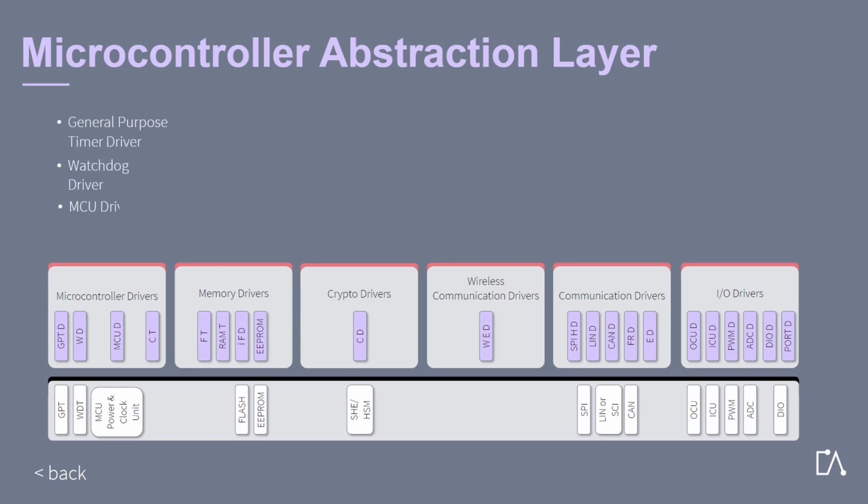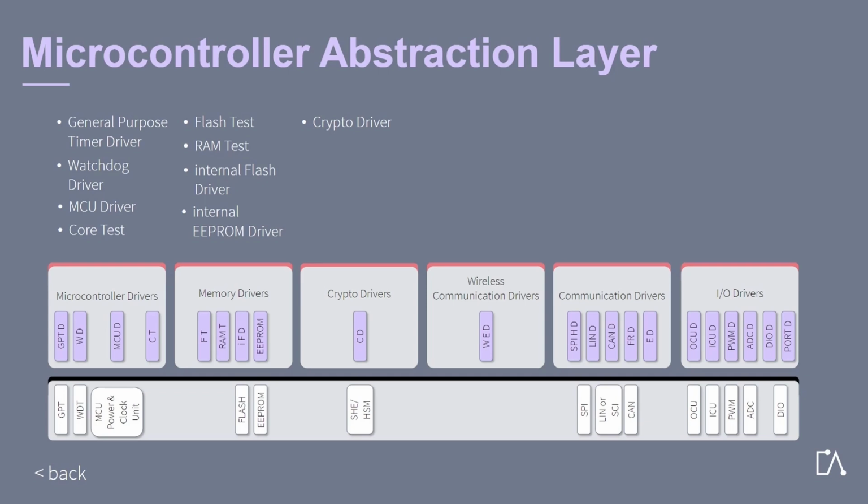The module group microcontroller drivers consists of drivers for internal peripherals, like the general-purpose timer and the watchdog, as well as functions with direct microcontroller access, like the core test. The module group memory drivers consists of drivers for memory-mapped external memory devices, like the external flash, and on-chip memory devices, like the internal flash and the internal EEPROM.